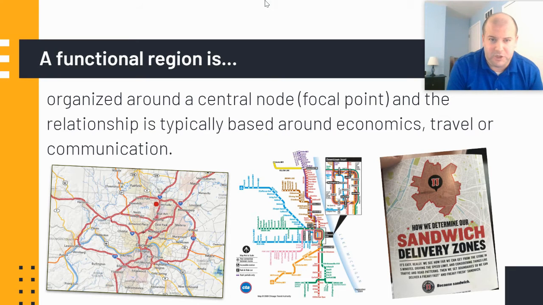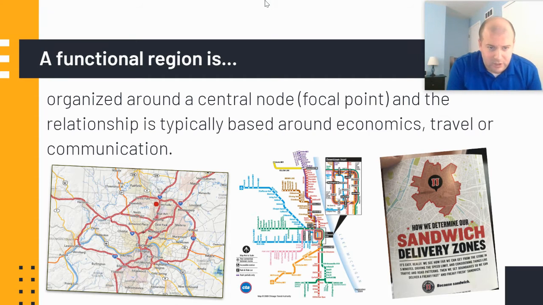Some other terminology to be aware of is, in a functional region, we have the center node, and then the area of land around that node, the rest of the region, that's known as a hinterland. So you have a hinterland that's influenced by a central node, and that's what makes up a functional region.